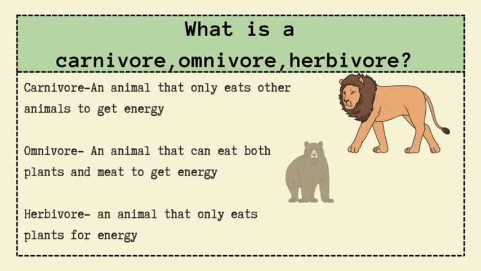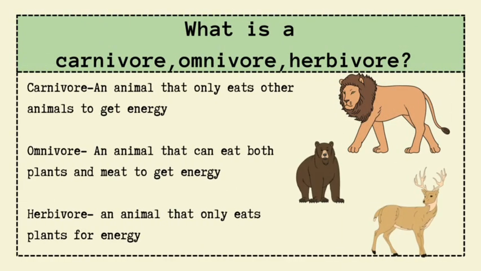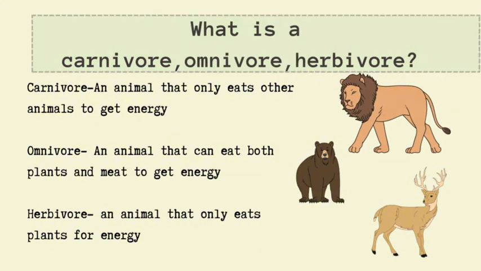What is a carnivore, omnivore, and herbivore? Carnivores are animals that can only eat other animals to get energy, like a lion. Omnivores are animals that can eat both plants and meat to get energy, like a bear. And herbivores are animals that can only eat plants for energy, like a deer.